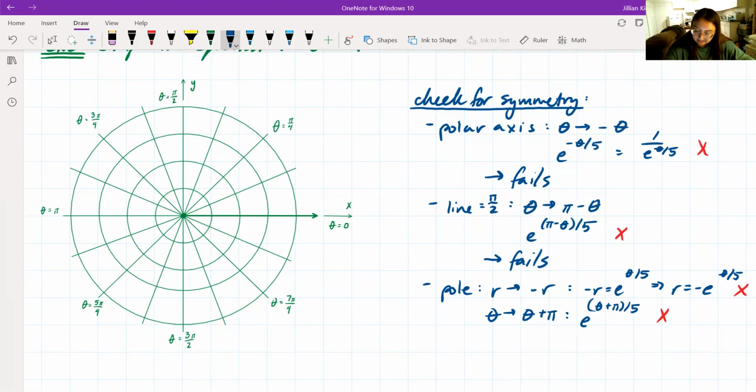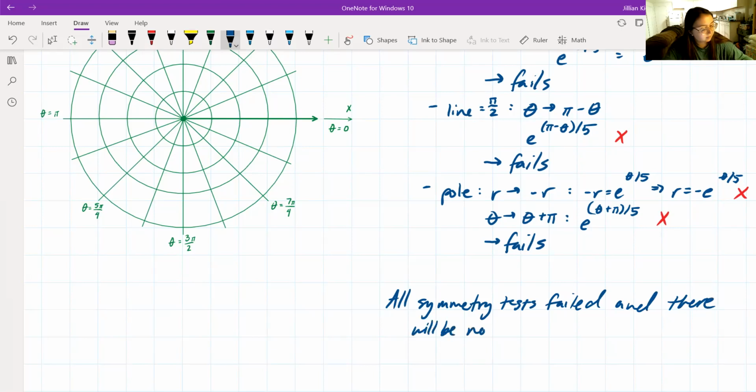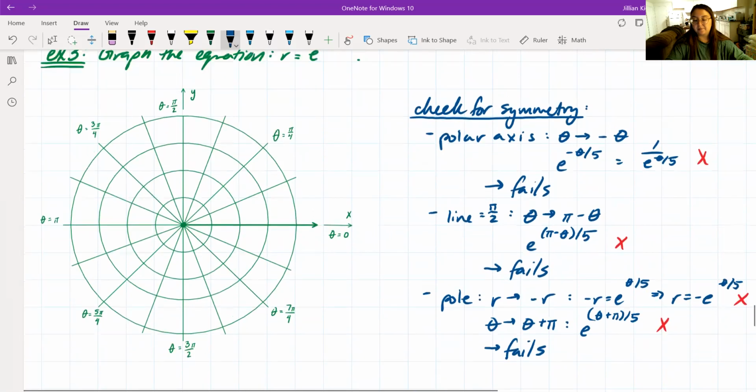So we see that it failed every one of our symmetry tests, which just means that we're not entirely sure if it's symmetric about anything. So just to sum this up, all symmetry tests failed, and we can determine that there will be no value theta for which r is going to be equal to 0.